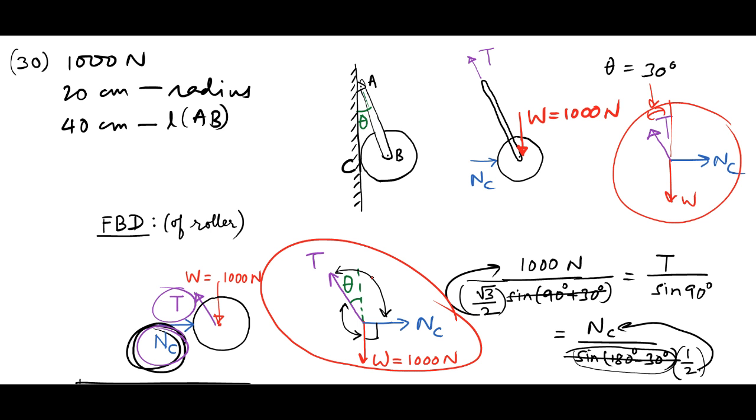So with this we can now turn our attention to the next question, and that's question number 31. Now in this question, I'll just read it. A sphere of weight W is held between two smooth plane surfaces as shown in the figure, and you have to find the reactions exerted by the surfaces on that sphere.